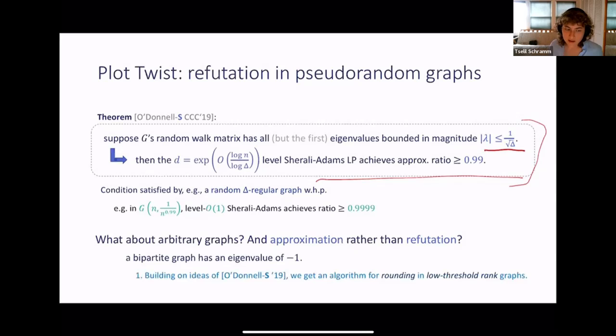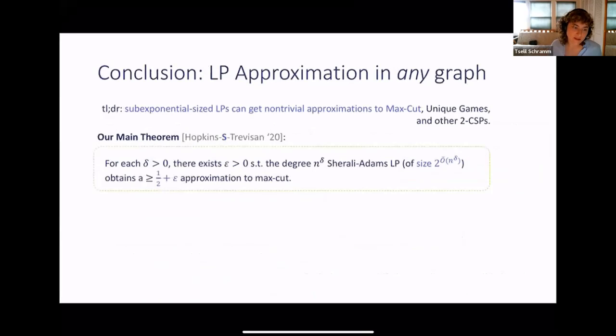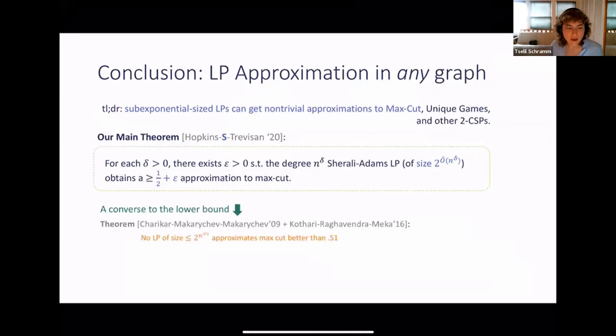In this work, we build on the ideas of O'Donnell and Schramm 19, and we get an algorithm that performs rounding in low threshold rank graphs. Then we use graph partitioning ideas similar to the ones used in Raghavendra and Steurer, and in Barak, Raghavendra, and Steurer's works for unique games, to partition the graph into pieces of low threshold rank and solve the problem individually on each piece. In this way we get a result that says that sub-exponential-size LPs can give non-trivial performance for max cut on any graph, which is a pretty surprising result.